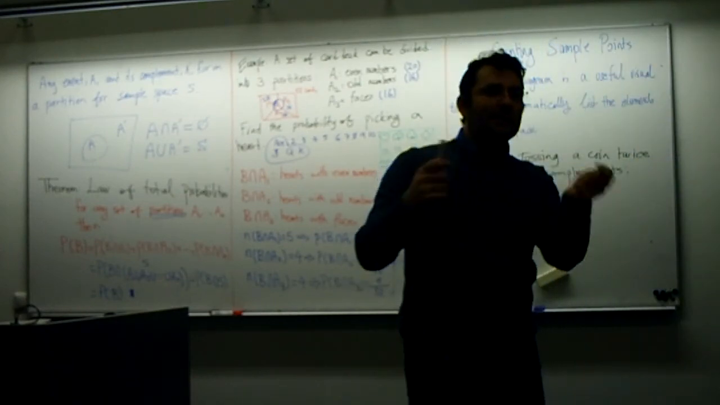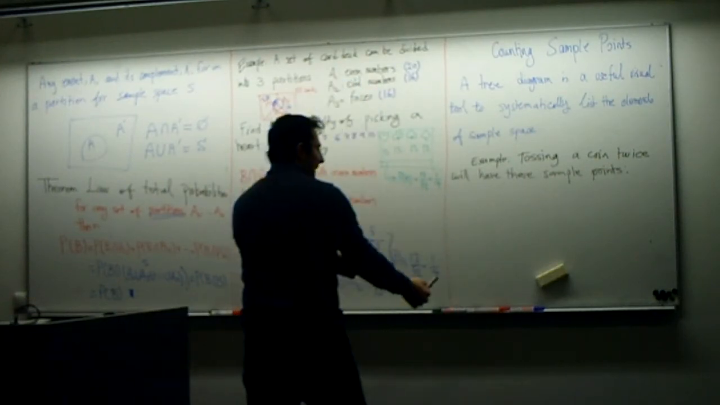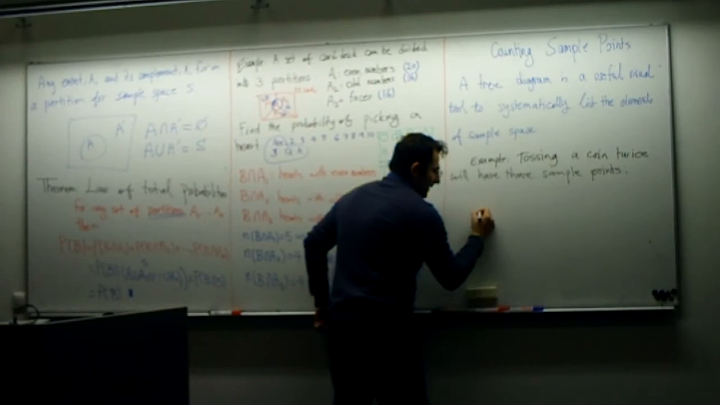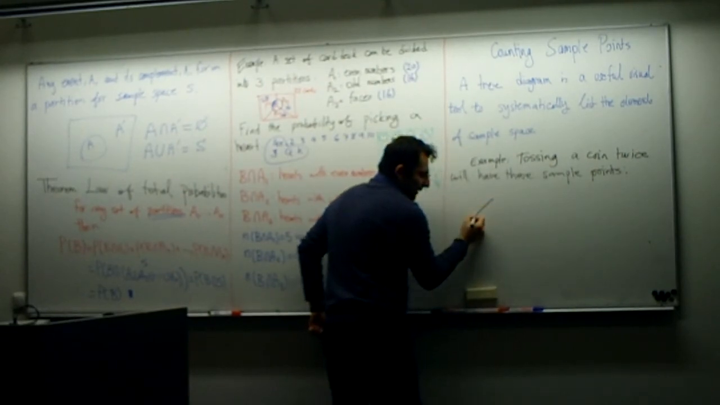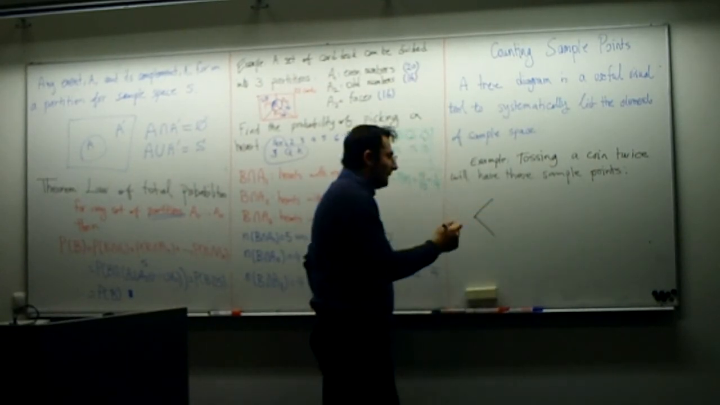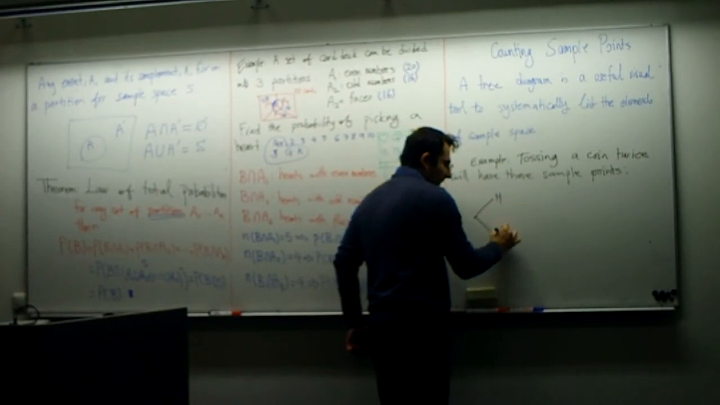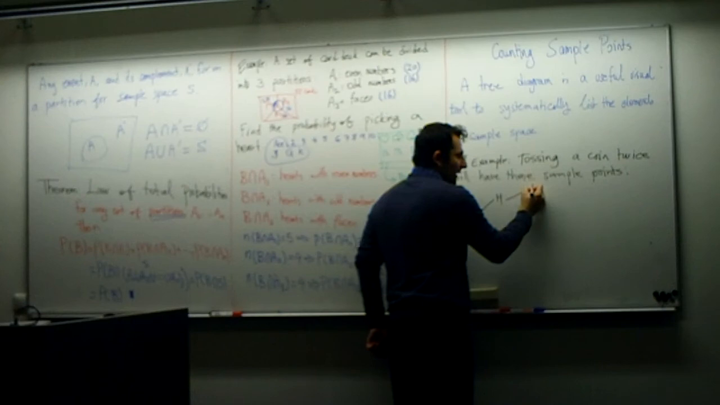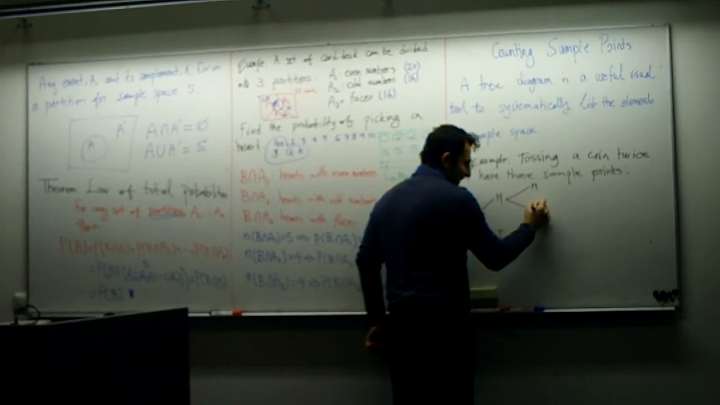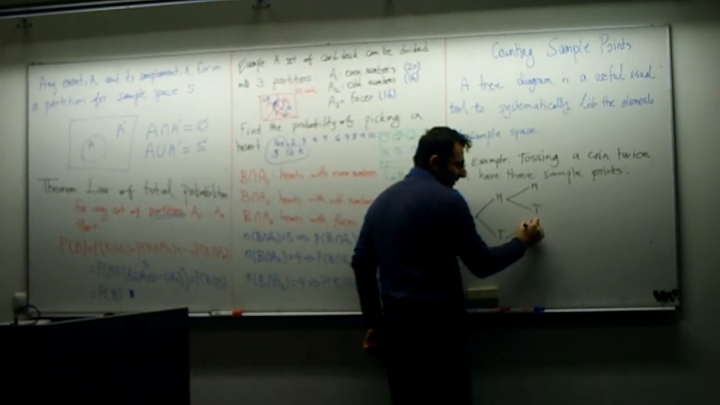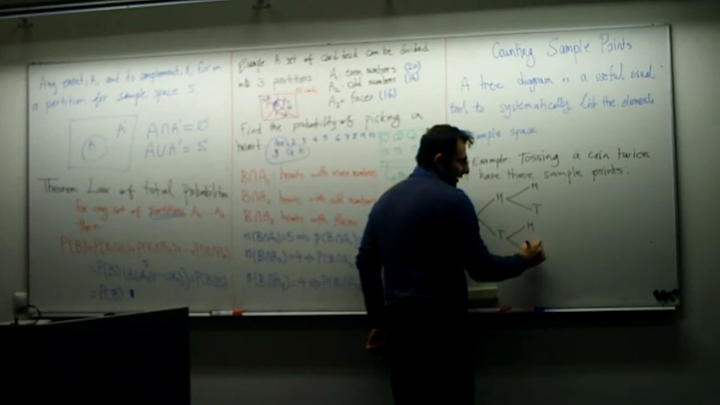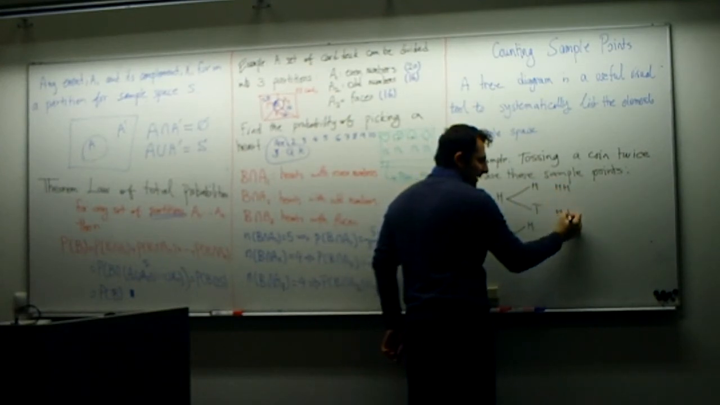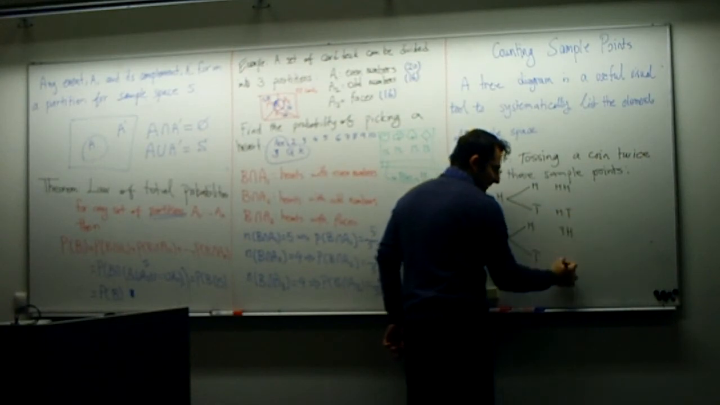Head head, head tail, tail head, and tail tail. But with the tree, what we do is this. We start to toss a coin, and we know that we will get either a head or a tail. Here, I will toss it again, so I may get again a head or a tail. Or if I have a tail, I will do it and I will get a head or a tail. So what are the sample points? Head head, head tail, tail head, tail tail.